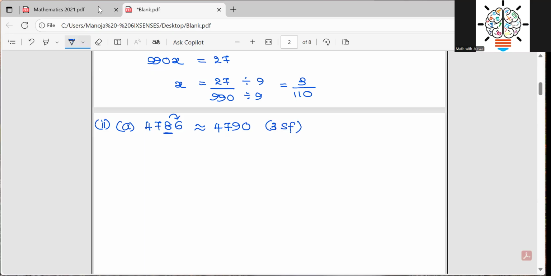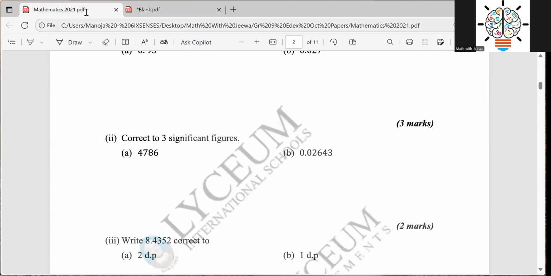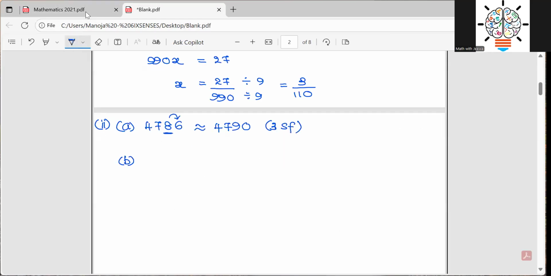Okay, 4,790. And then part B, they have given you 0.02643. 0.02643, and here this is the third significant figure. Children, keep that in your mind. These two zeros are not significant figures. Always keep in your mind, if you come across zeros in the front, you don't consider them as significant figures until you come across a digit which is between 1 and 9, right?